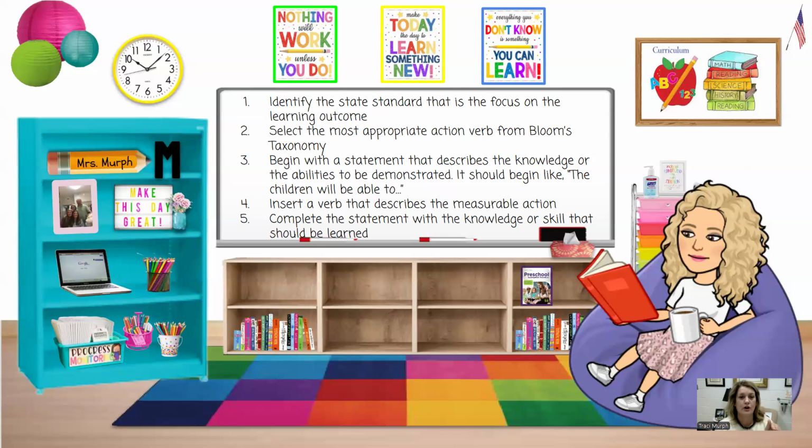And it's always going to start like, the children will be able to. Okay. Then I'm going to insert that verb that describes that measurable action. Here again, I'm going to go back to Bloom's where I can find that measurable verb. Do I want them to be able to remember it? Do I want them to be able to create, demonstrate, that kind of thing? And then I'm going to complete the statement with the knowledge or skill that I want them to learn, so that they are very specific to the outcome.